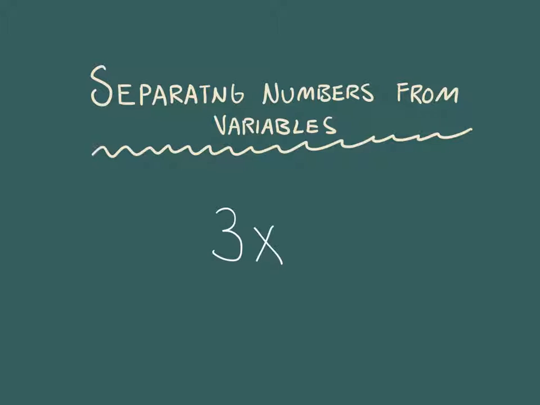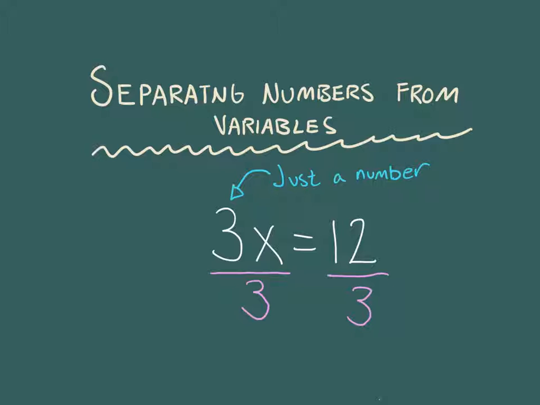3x is equal to 12. Notice that in front of the variable is just a number. So what do we do when there is just a number in front of a variable? We divide both sides by that number. 3 and 3, those will cancel out. And this final answer will become x is equal to 4.